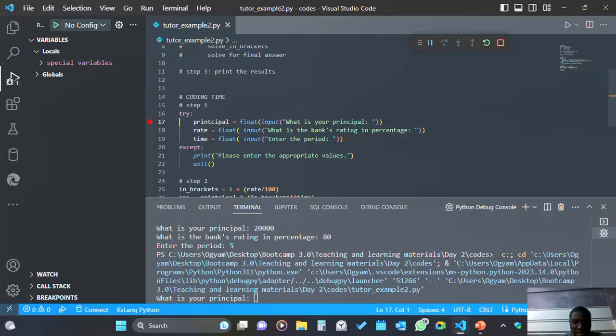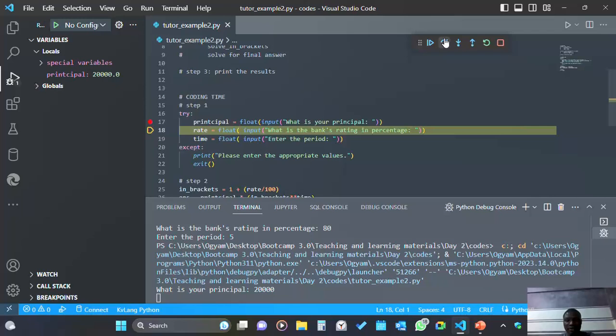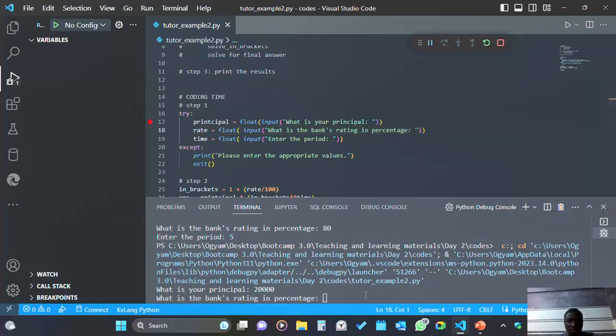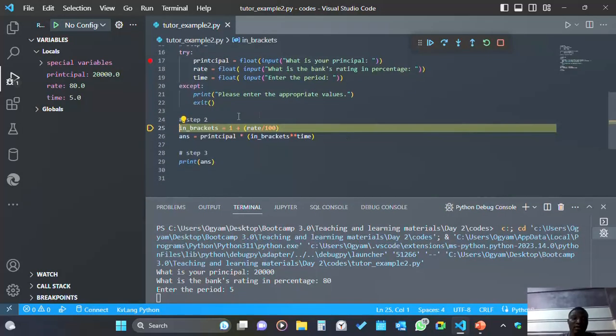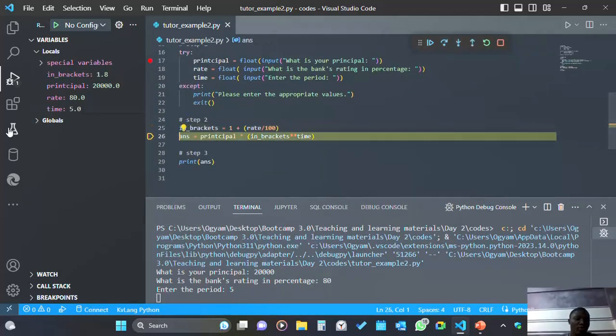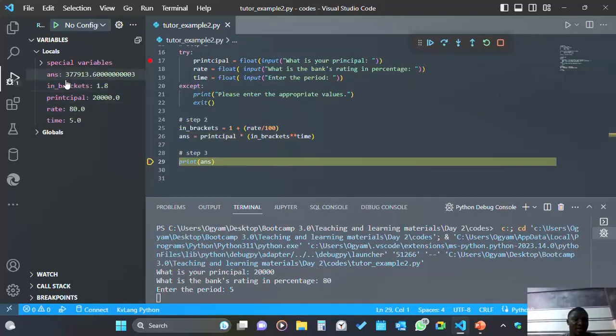Now we run this, then we press and we type in 20,000. Then we run the rate, then we press and we type in 80%, which is not realistic. Then we run the time, 5 years, and here the in bracket has been solved, 1.8, and the principal, the final answer is 377,913.6 something something something, and we print the final answer.